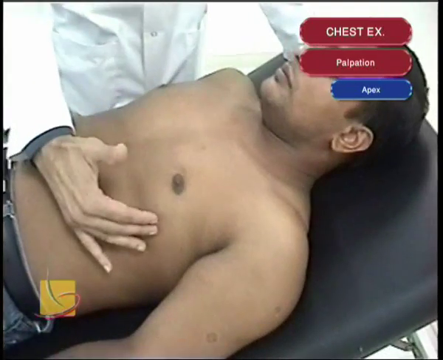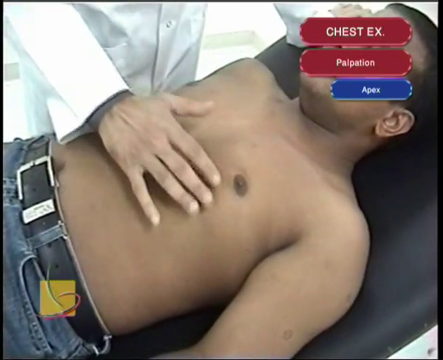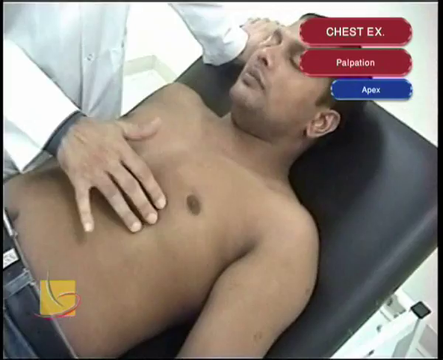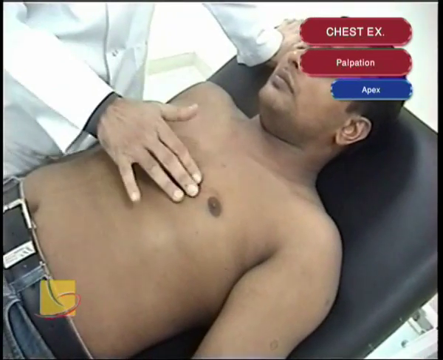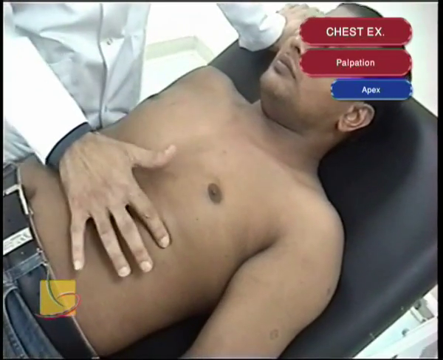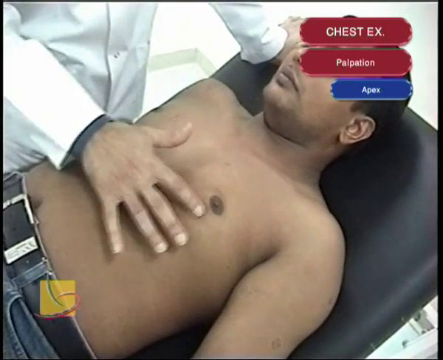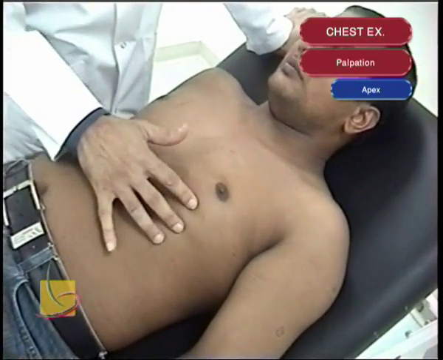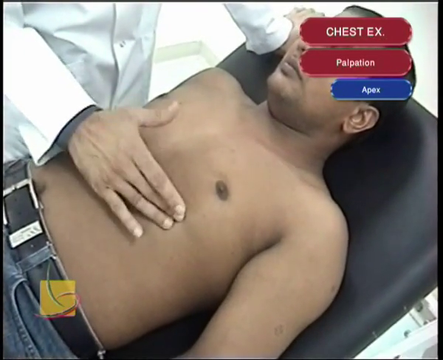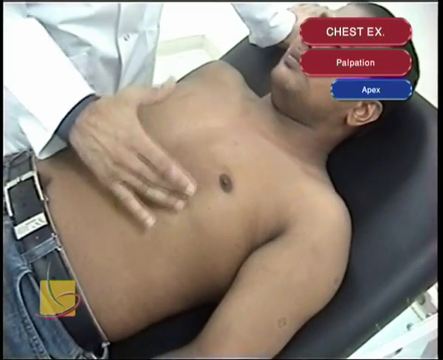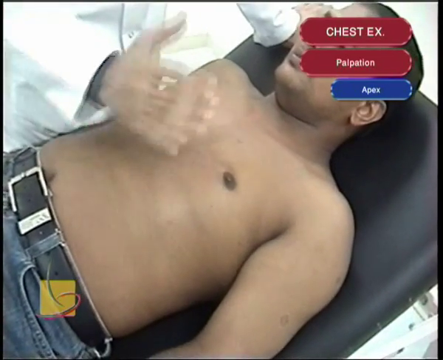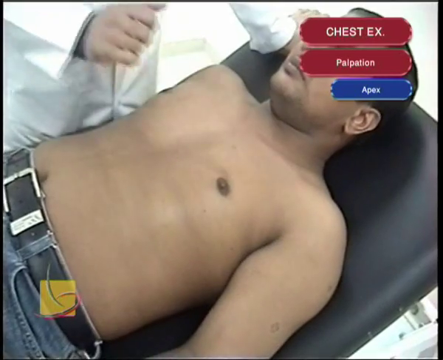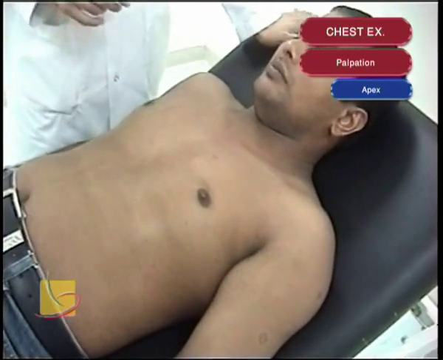If the apex is shifted laterally or shifted medially, you have to comment on that. But it is unlikely in a respiratory disease to get the apex shifted down, because an apex which is shifted down below the 5th intercostal space usually indicates left ventricular dilatation, which is unlikely to be seen in a respiratory disease unless it is associated with a genuine cardiac problem.